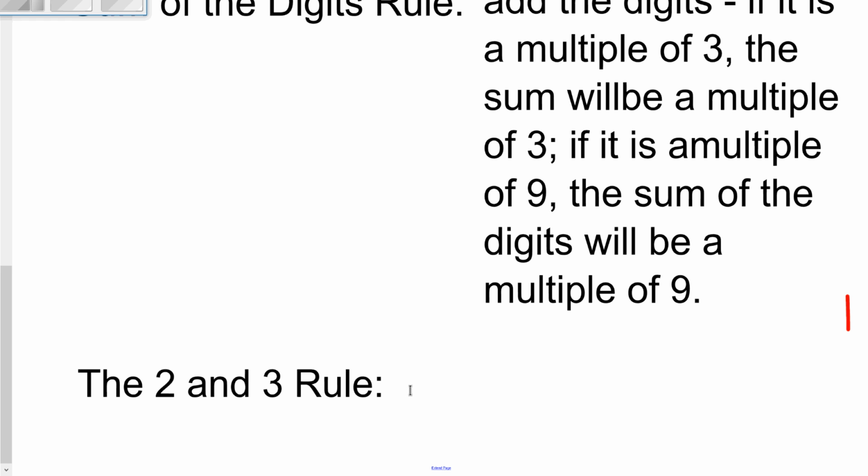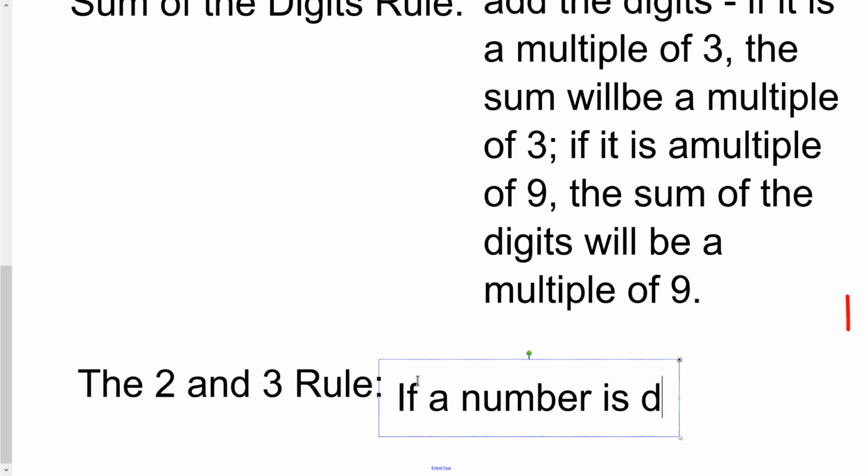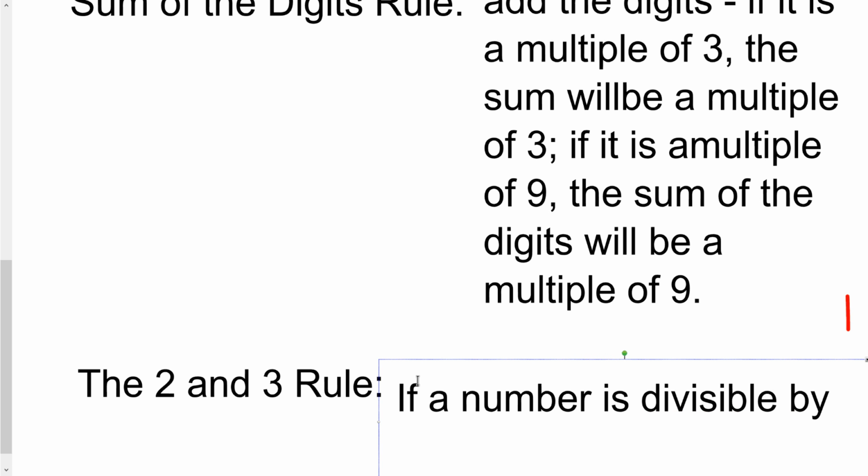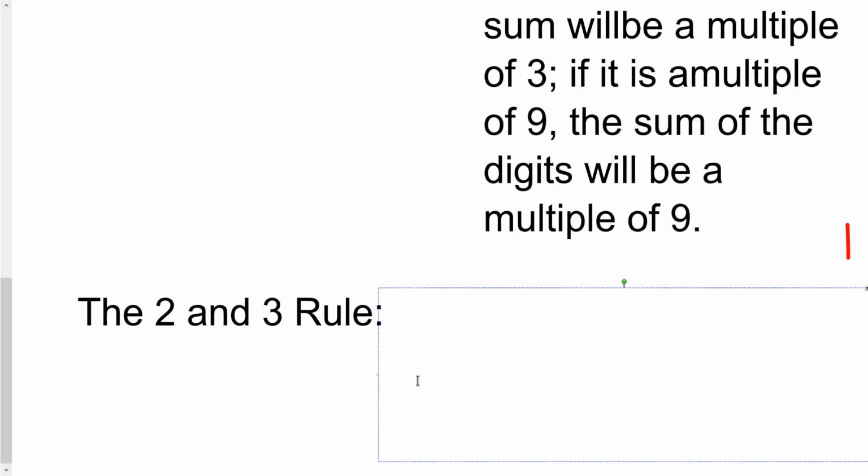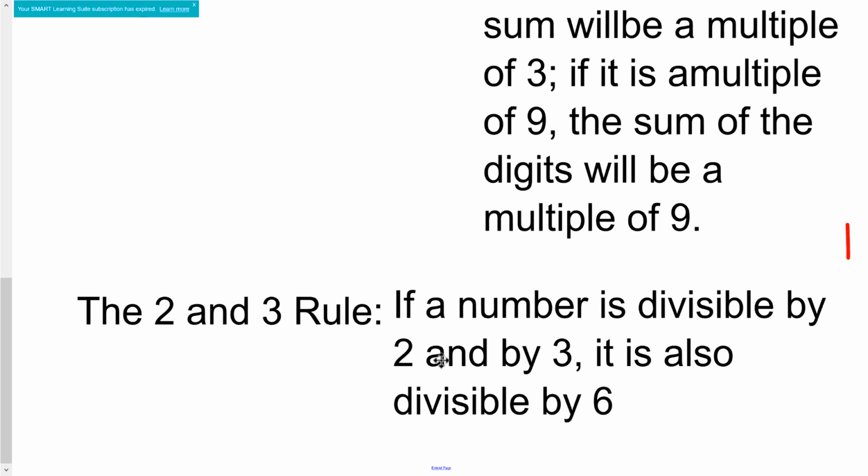So the last one is that 2 and 3 rule, and that is if a number is divisible by 2 and by 3, it is also divisible by 6. So just to remind you, if a number is divisible by 2 and by 3, it is also divisible by 6.